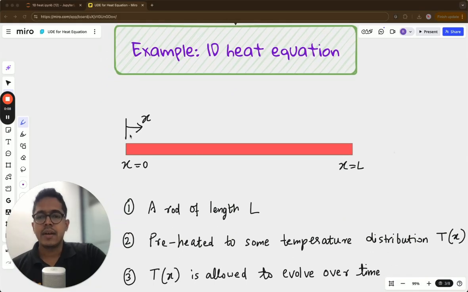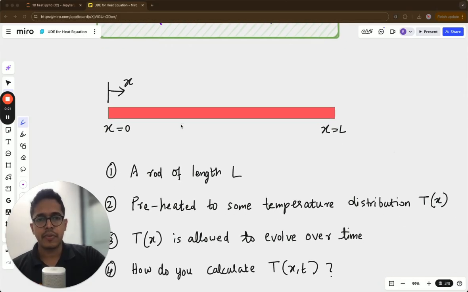You are looking at the origin at one end of the rod, and the other end could be L, where L could be 1 if you are normalizing the length. Now we assume that this rod is preheated to some temperature distribution T of X. So at time T equal to 0, the rod is already heated to some temperature. Maybe this temperature distribution is uniform. Maybe this entire rod is initially at 300 degrees Celsius and then it's later cooling down.